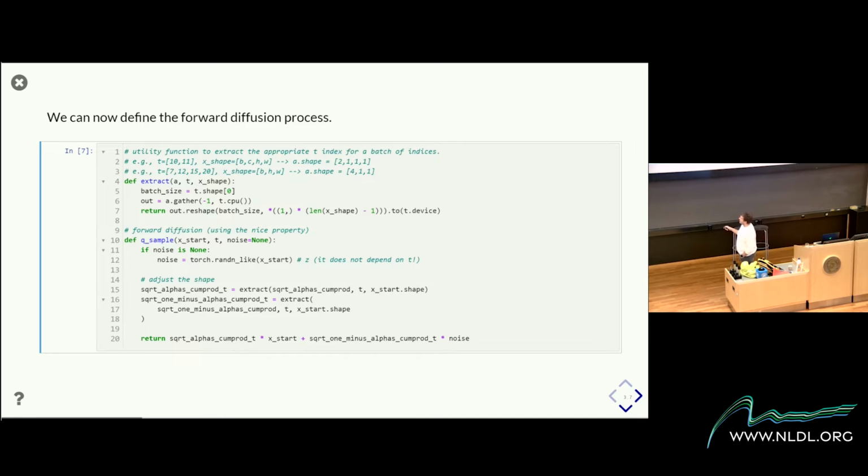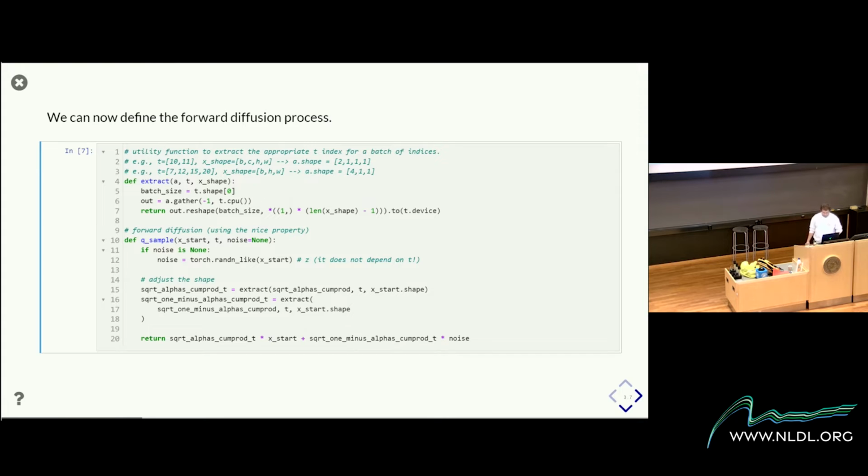What is more interesting instead is this q_sample, which is the actual forward diffusion function. Let's look into it. You see that we can pass some noise as input, but if the noise is None, so we don't pass anything, we can sample it. And this is basically our Z. You see that it doesn't depend on t, so we can just extract it like that. We don't have to extract it many times. I mean, if we are at step 180, we don't have to extract it 179 times. We just extract it once.